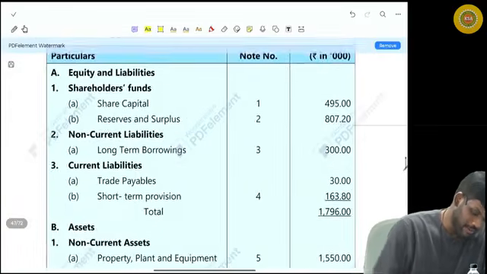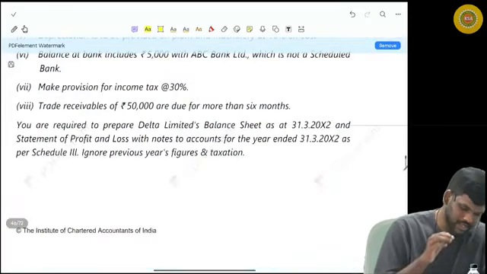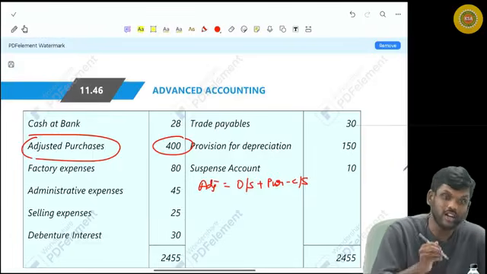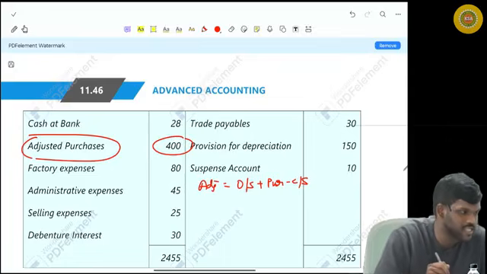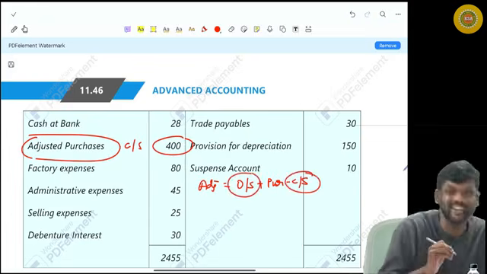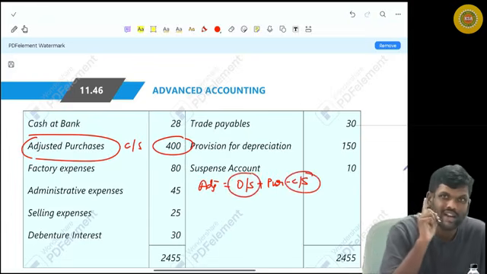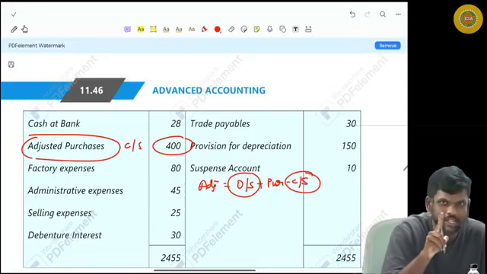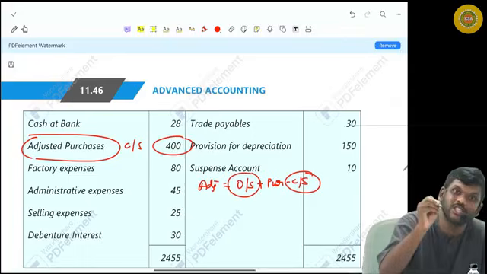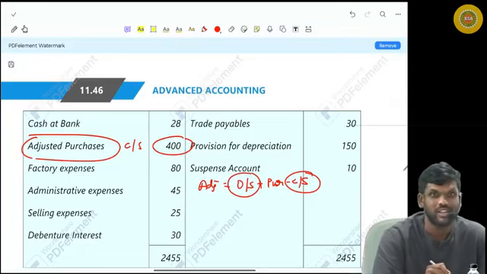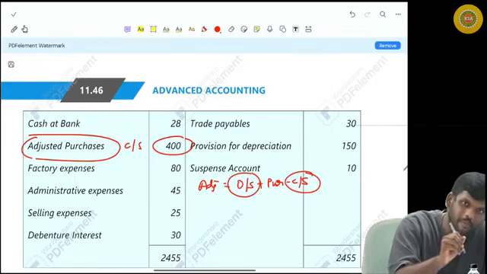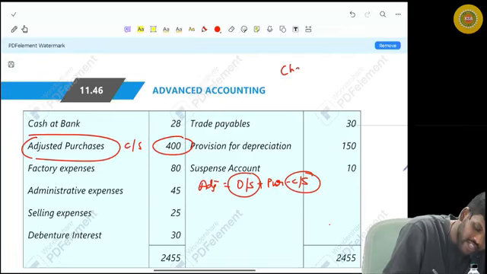So remember, listen to this point once. What is given in the trial balance is adjusted purchase. That means opening stock minus closing stock is already done inside this. What is given to you in the trial balance? Adjusted purchase. That means inside this 400 itself, opening stock minus closing stock is already adjusted. Then, when you have already adjusted opening stock minus closing stock inside this, in your P&L, again you should not write change in inventory.